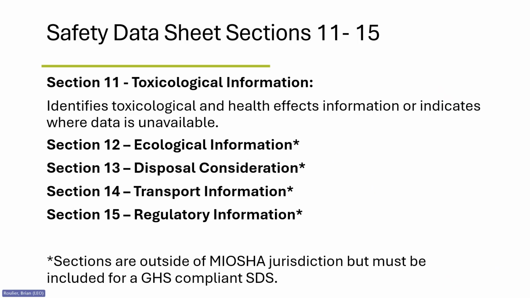Section 12 includes information on hazards to the ecosystem if the chemical were to be released. Section 13 discusses proper disposal and safe handling of wastes. Section 14 provides transportation information for shipping of the material. And Section 15 provides other applicable regulations, such as the Toxic Substances Control Act, California's Proposition 65, or others.